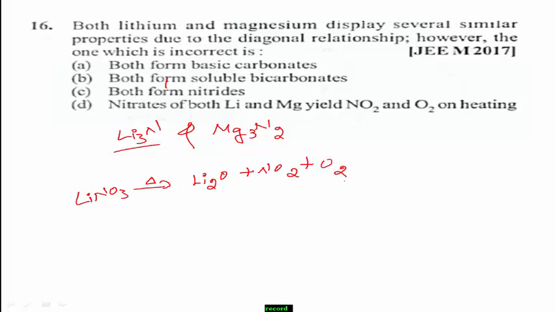Magnesium always forms a basic carbonate, while lithium forms a normal carbonate. It does not form basic carbonates. So the correct answer for the given question is option A, both form basic carbonates. Option A is the right answer.